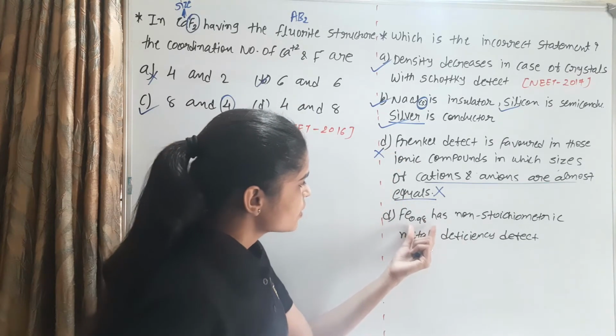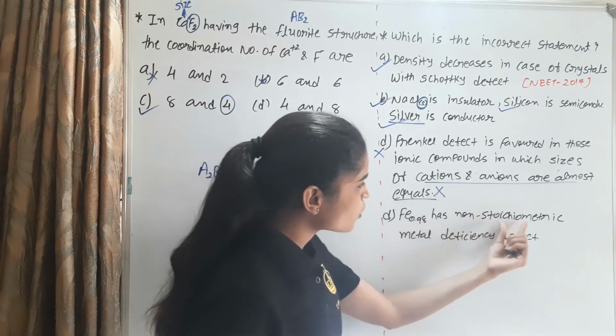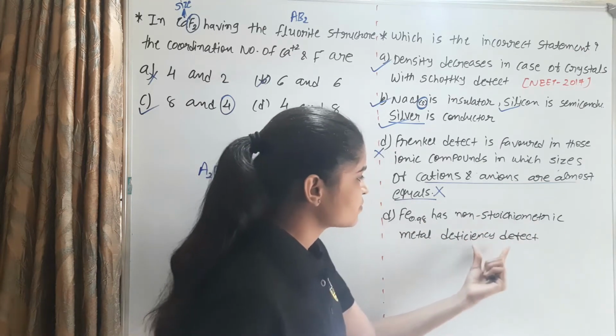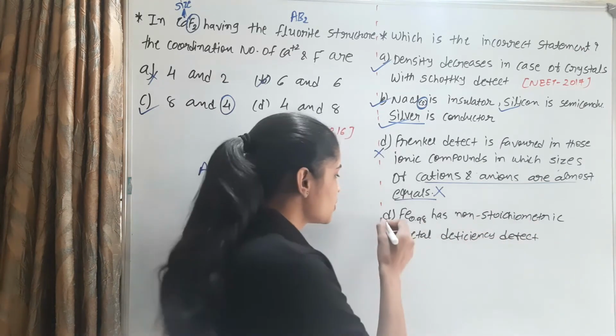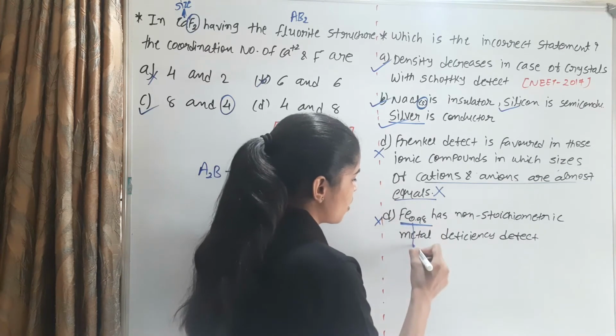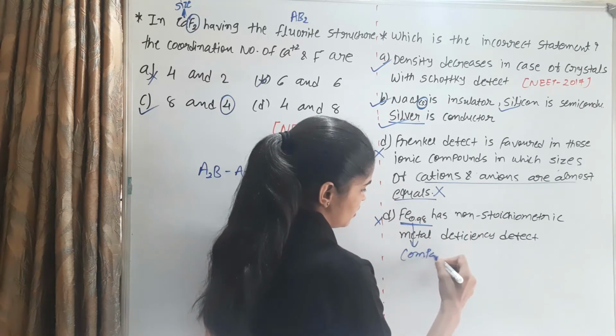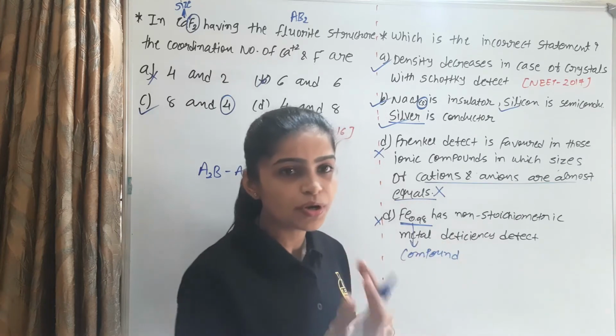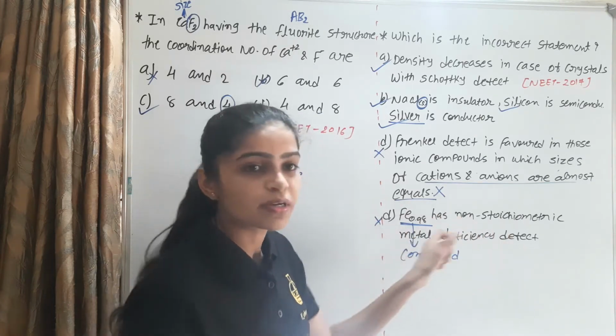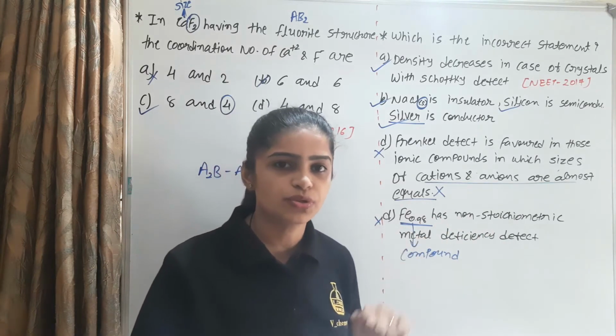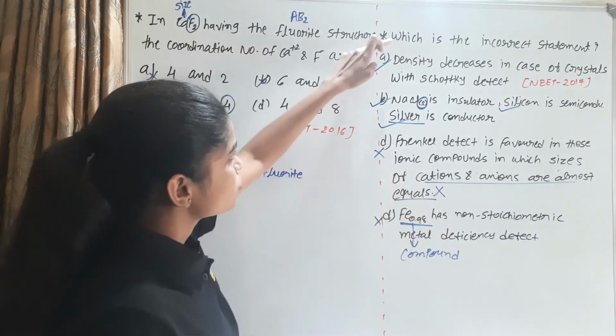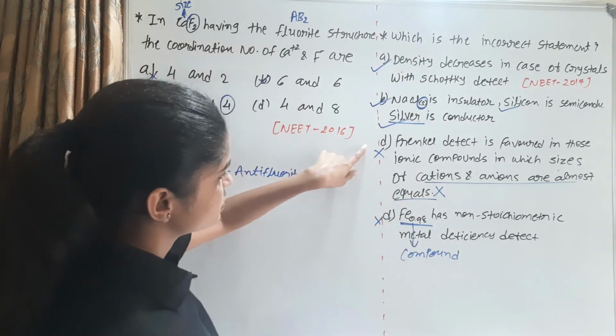Third, Fe0.98O has non-stoichiometric metal deficiency defect. Wrong, because this is a compound, and a compound shows this defect. This does not show the defect, but this type of compound shows defect. So these two options are incorrect.